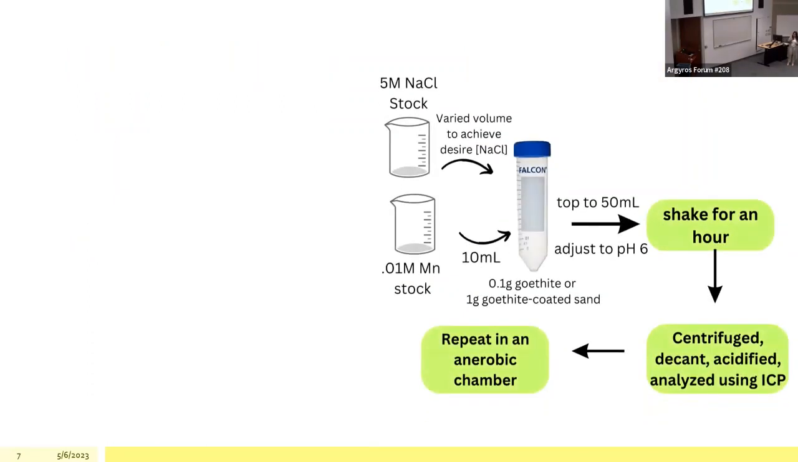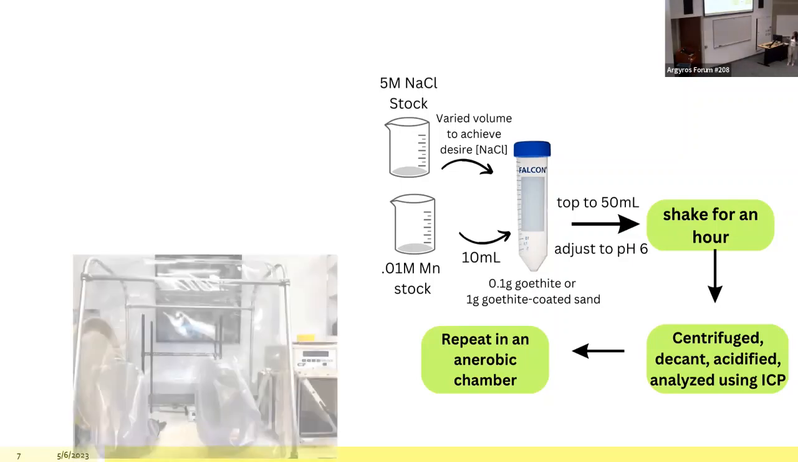To perform the adsorption experiment, we make a stock solution of sodium chloride and manganese, and we add that to our little vacuum tube, and we top that up to about 50 ml and adjust the pH to around 6. That's the normal pH range from fresh water to seawater. And we suspend that for about an hour. After, we prep the samples for analysis by centrifuging them and acidifying them down to a pH of 2. And we repeat this entire procedure in an anaerobic chamber.